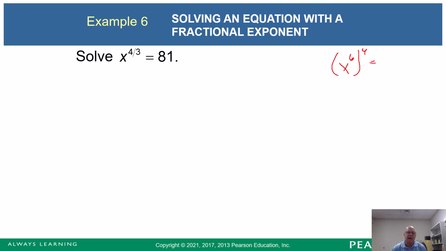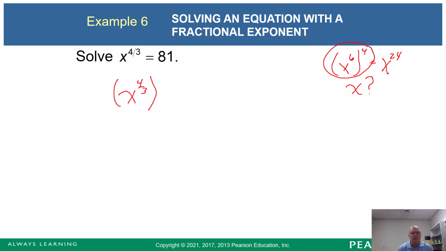You multiply the exponents. Keep that in mind. Now over here we've got x to the 4/3, but what we want is x by itself. Well, we can use this property to make that happen. Here's our x to the 4/3. We want it to be x to the first.